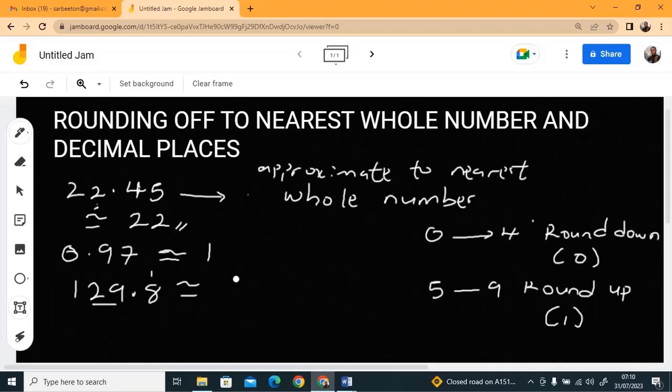30. So your answer is 130. Do you get the logic? Now let's look at another one. Let's assume you are given something like this.